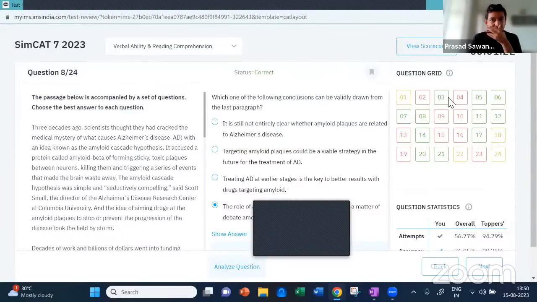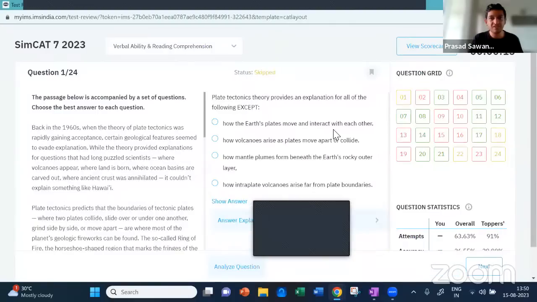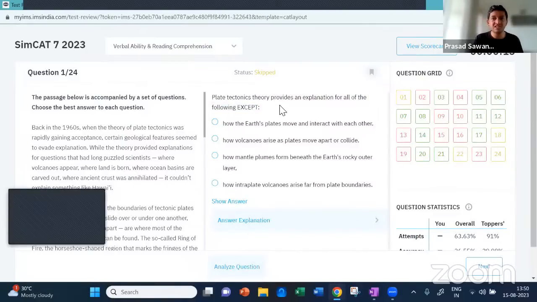The second passage was all over the place. The first question, though, we didn't even attempt. I think we skipped the question. Okay, we skipped it for some reason. Why did you skip this one? Plate tectonics provides an explanation for all the following except. I think that was the last one which got missed when we were writing something. I'm not sure. So here we were talking about option C, right? How mantle plumes form. Yeah, that was the right answer. I think I had selected this one. I don't know what happened. I might have selected and marked it or something. So this went wrong. I think I should have crossed 100 in this one, but it's fine.